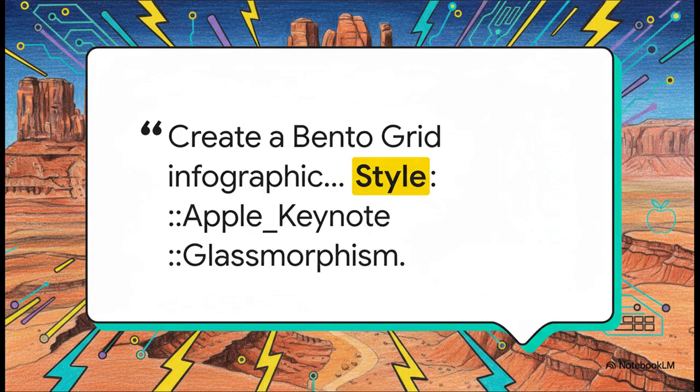Now compare that to Gemini Direct, our creator. Here, the prompts are way shorter, more aggressive even. Use these little double-colon keywords called style codes, like Apple Keynote. You're not really describing a style, you're injecting a whole pre-packaged aesthetic directly into the creative process. It's a totally different way of working.